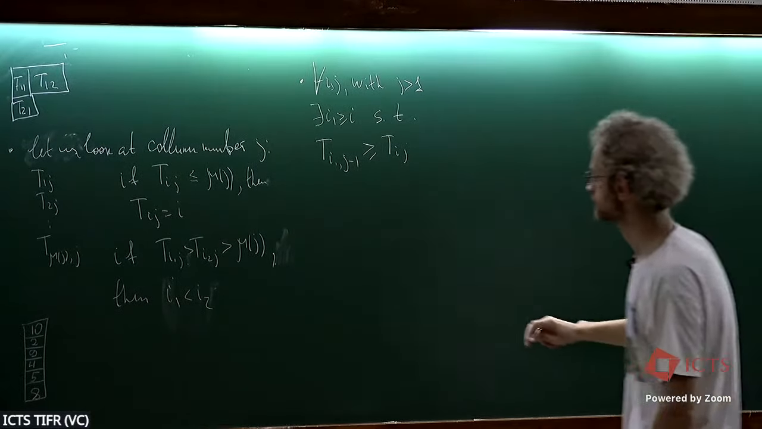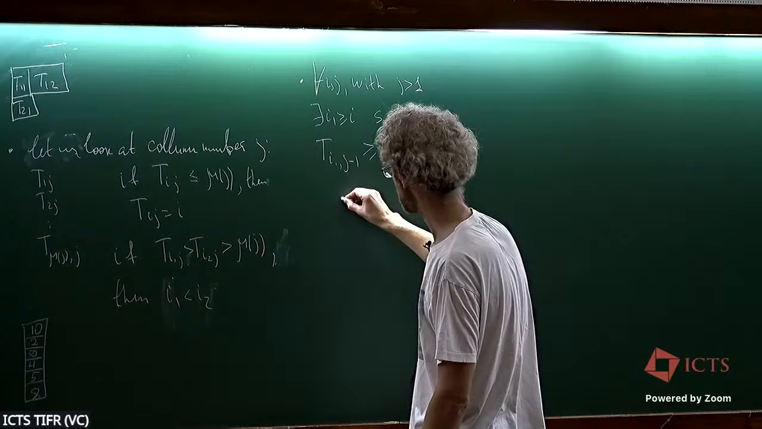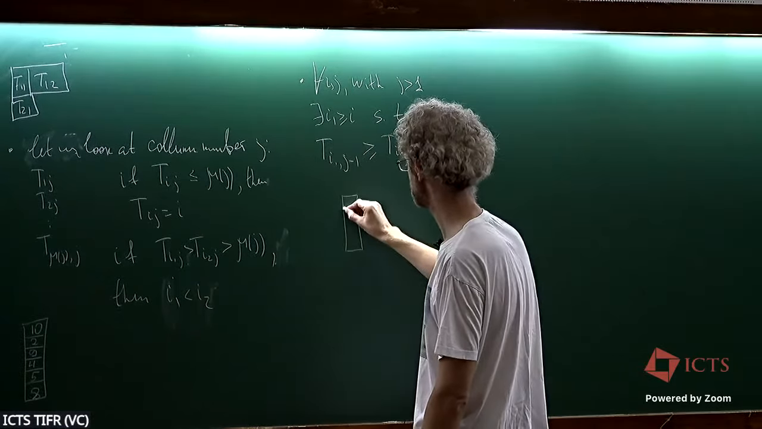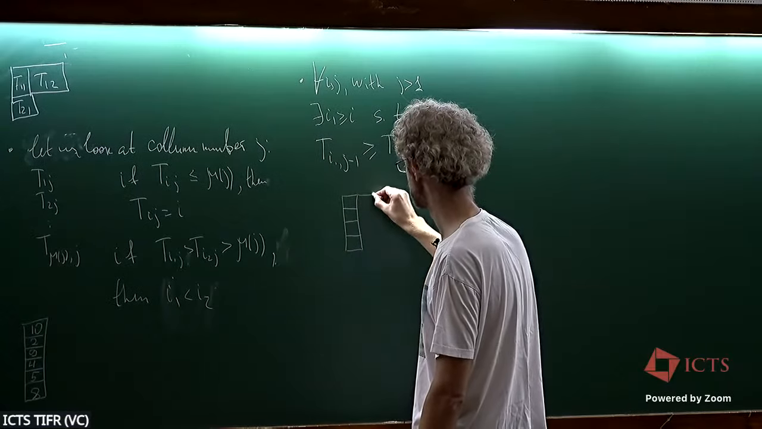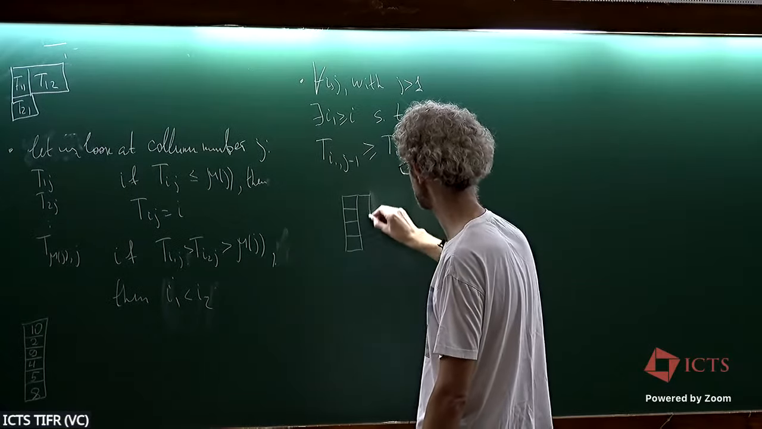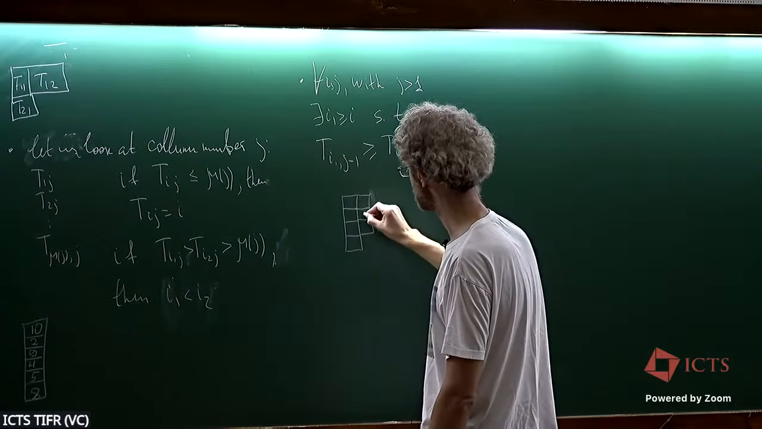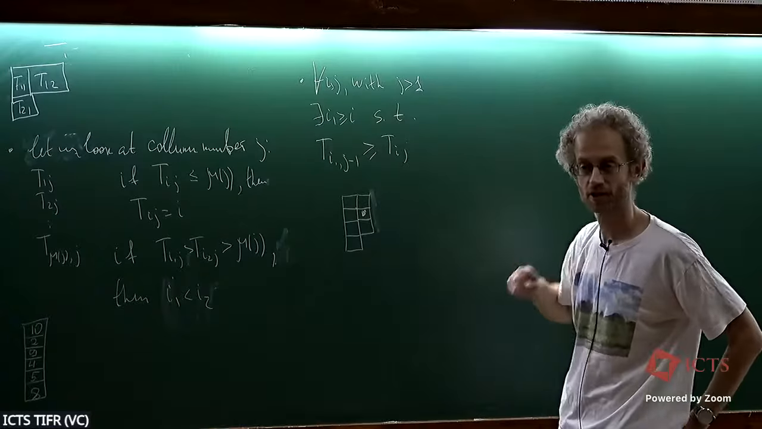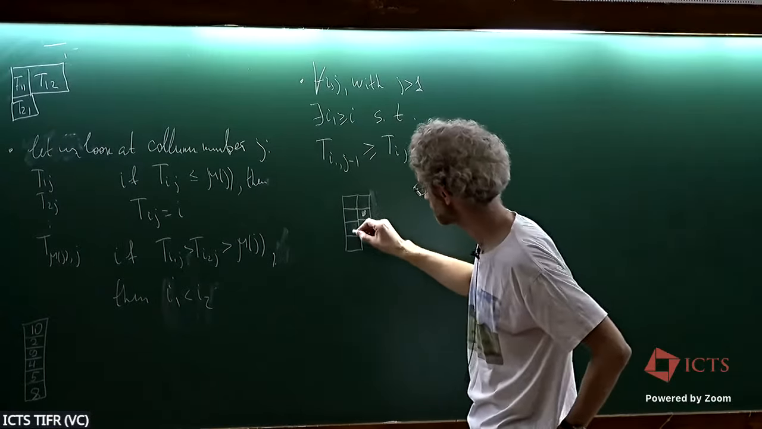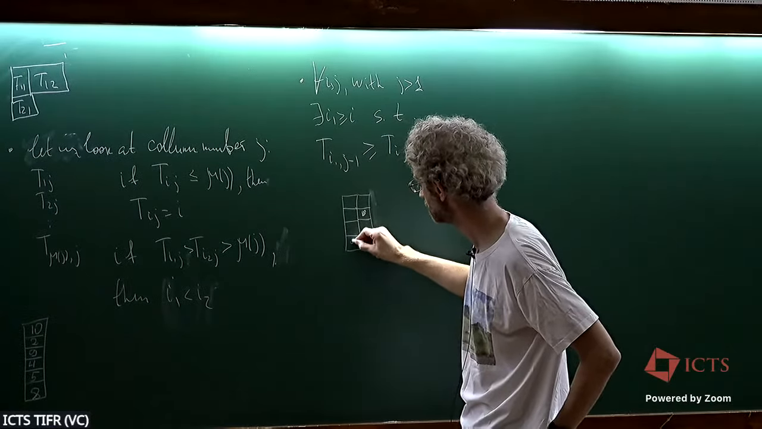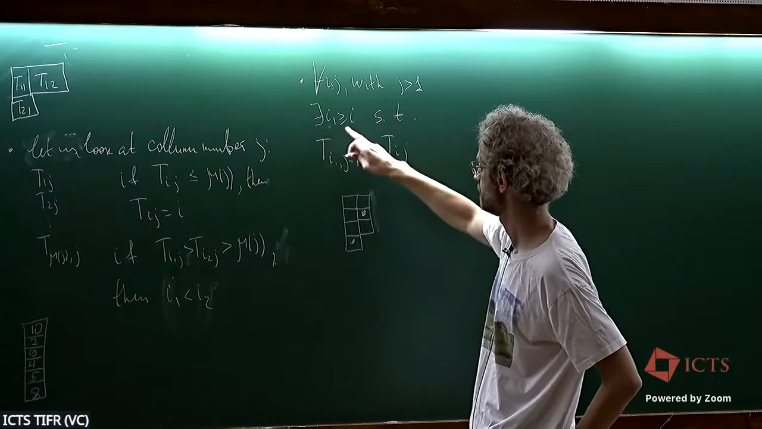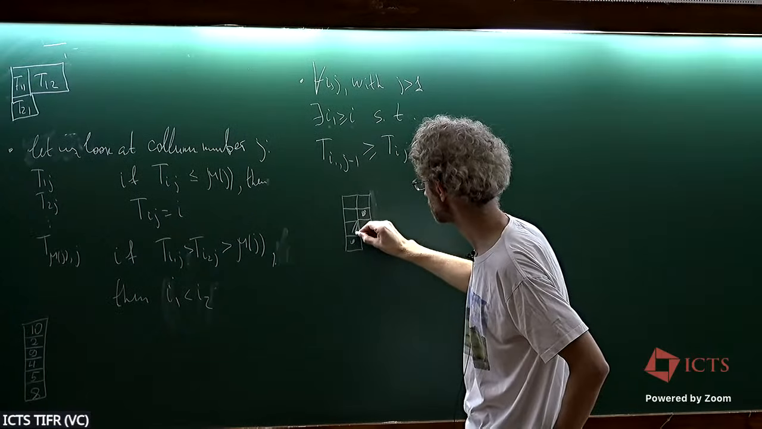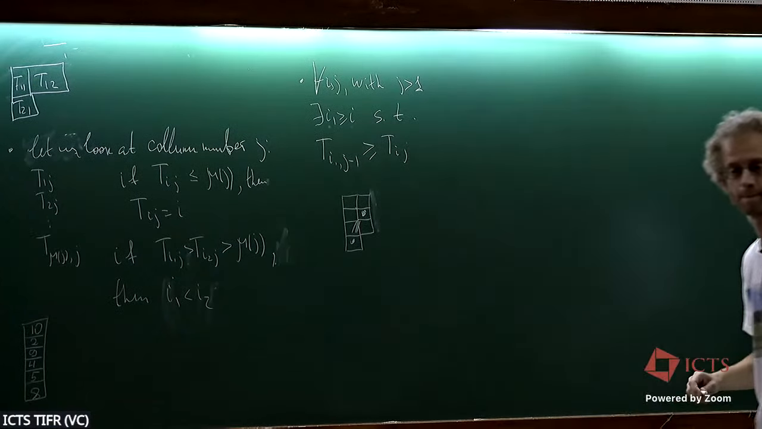Okay, so this means that if we have two neighboring columns, say something like that, and we take some number here, which is our T_ij, then we should be able to find some entry here with i1 larger than or equal to i, which is greater or equal than it.